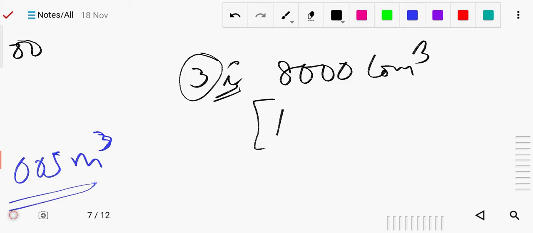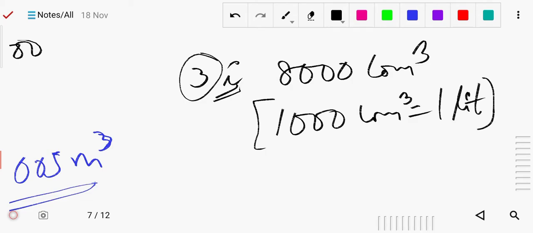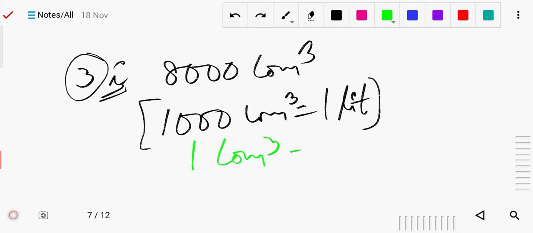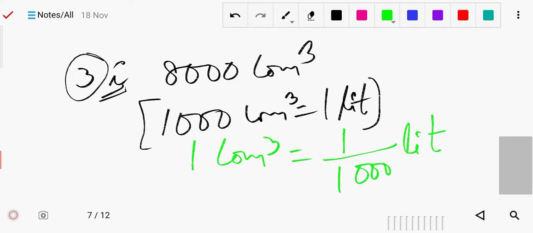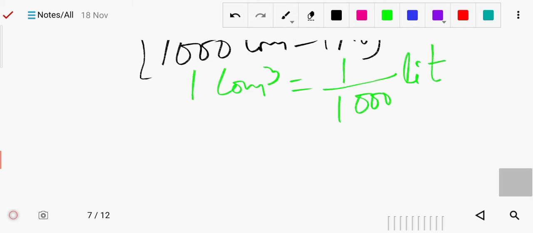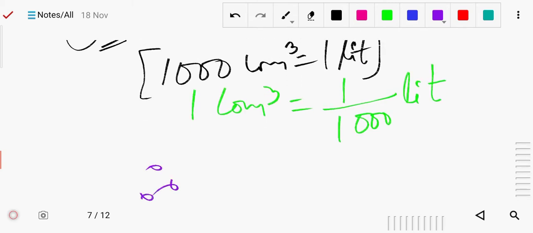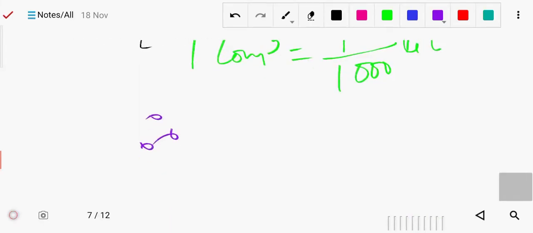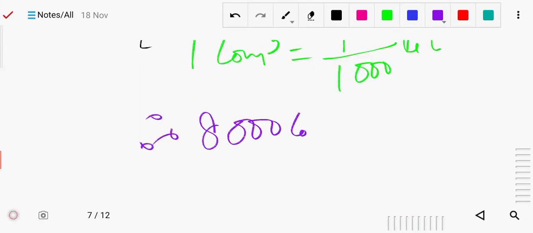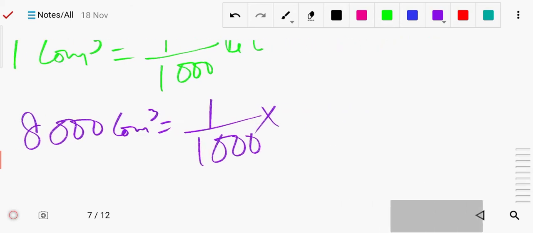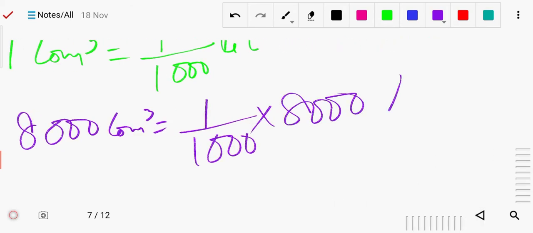You know that, always you have to write like this: 1000 cubic centimeters equals 1 liter. It is known. So what arrangement can I do? In 1 cubic centimeter, how much will it be? It will be 1 by 1000 liter. So how many cubic centimeters are given? 8000. So 8000 cubic centimeters equals 1 by 1000 multiplied by 8000, and now it will become liters.